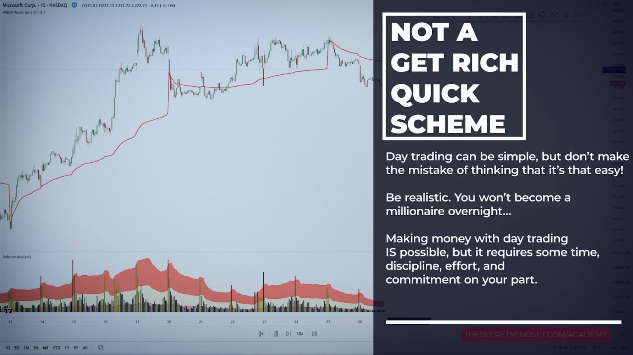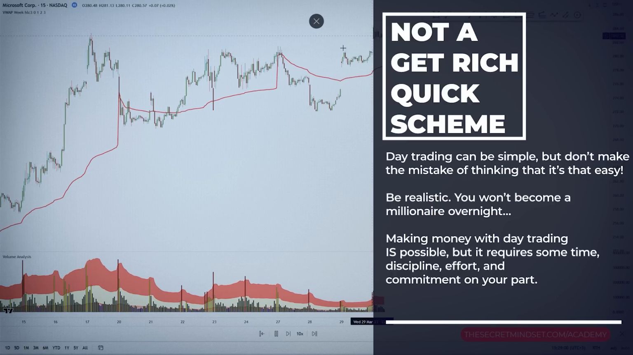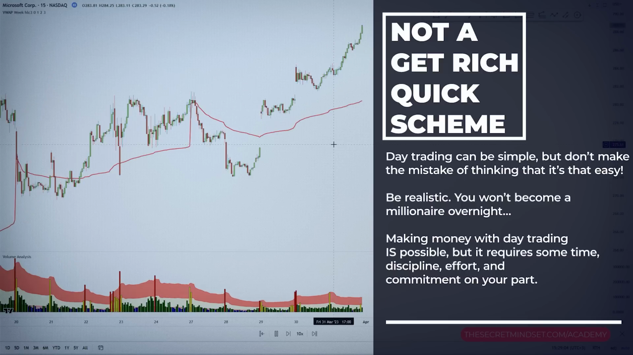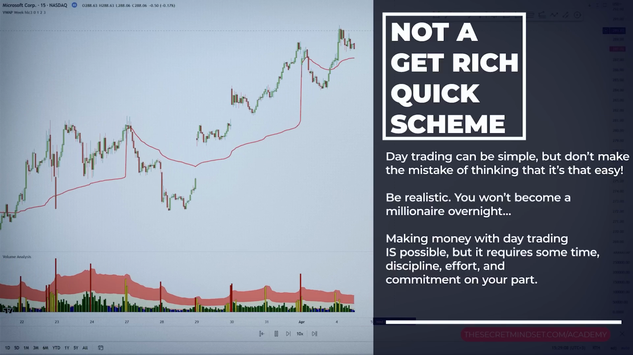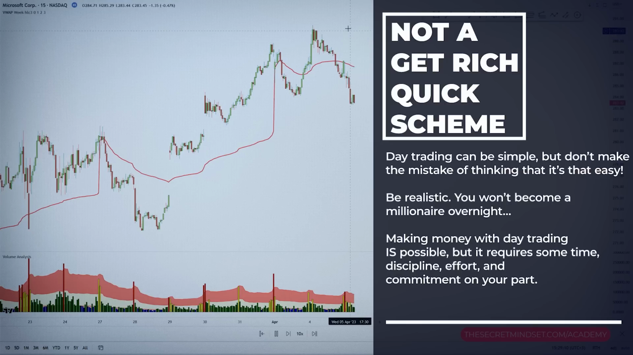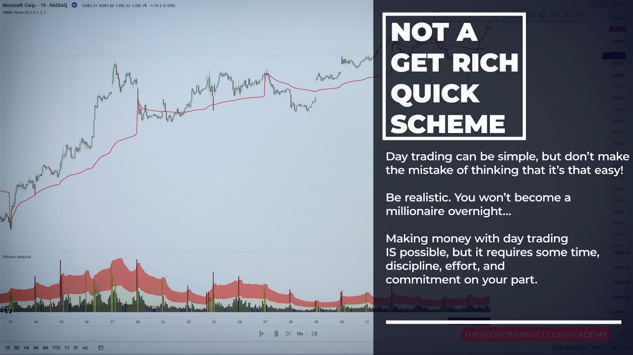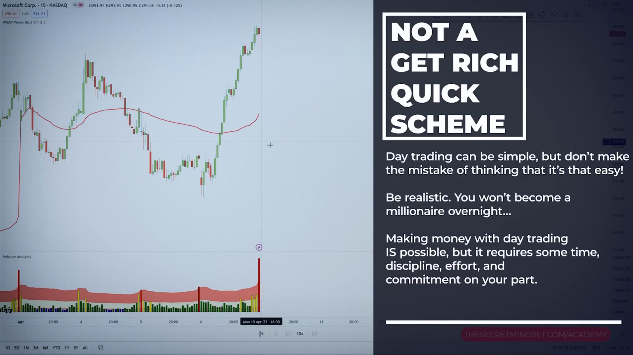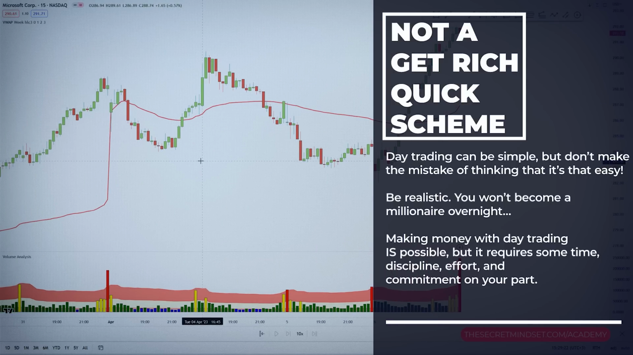In this course, I wanted you to learn the correct foundation, facts, secrets, and the concepts that actually work in day trading. But in order to make the most out of this trading course, you'll have to adapt and adjust these concepts to what you might already know. Making money with day trading is possible, but it requires some time, discipline, effort, and commitment on your part.